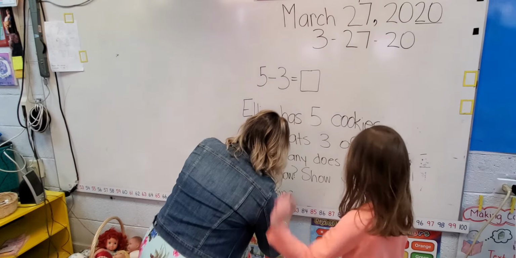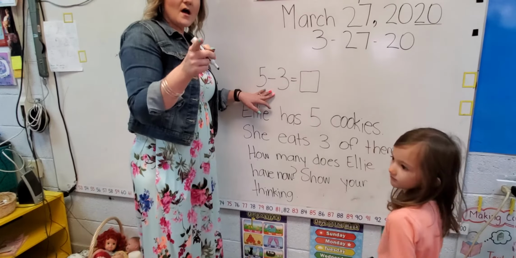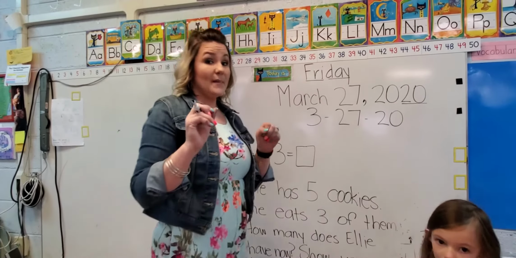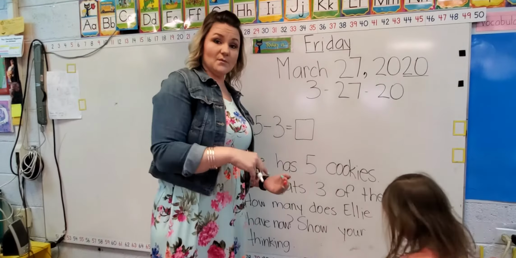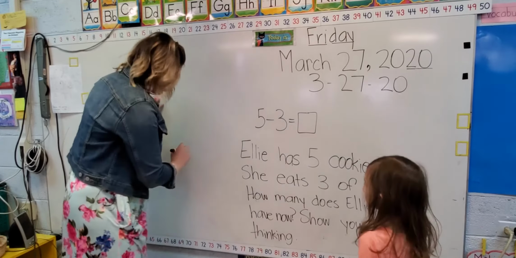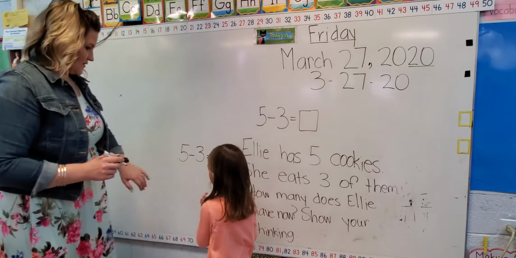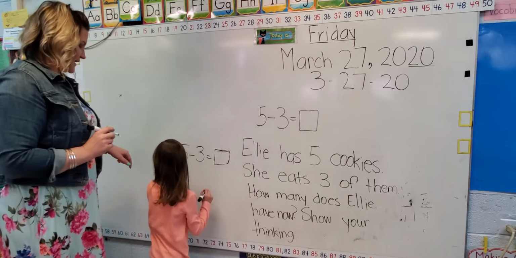Okay, Miss Ellie, now you've got to show the work too, and you at home also have to show your thinking by using your fingers, or you can do it on your piece of paper. So, Ellie, I'm going to write it over here so you can reach it easier. 5 take away 3 equals mystery box. So, how would you show me your thinking? Start over here.